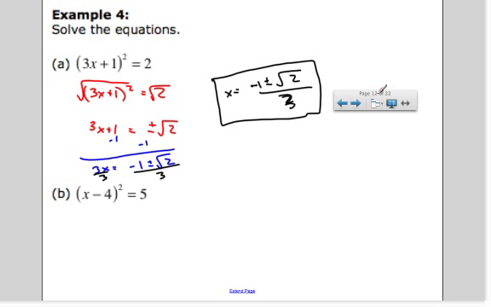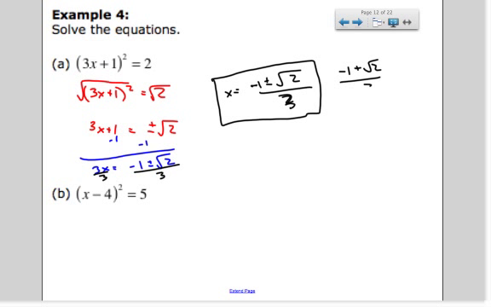Now there are two answers here. There's the positive one, which is negative 1 plus the square root of 2 over 3, and the negative one, negative 1 minus the square root of 2 over 3. Okay, so there's two solutions, and I wanted to show you from this little symbol here that there are two solutions.